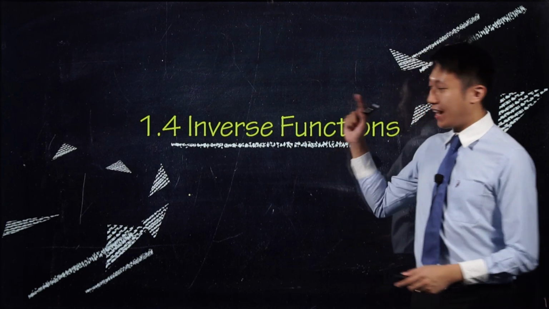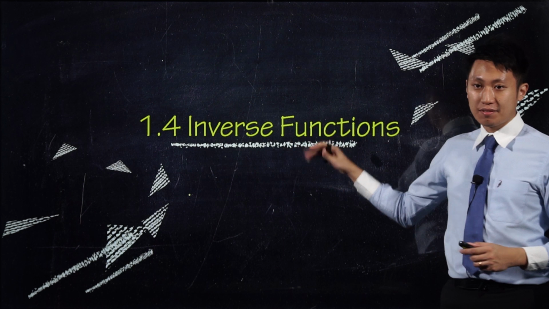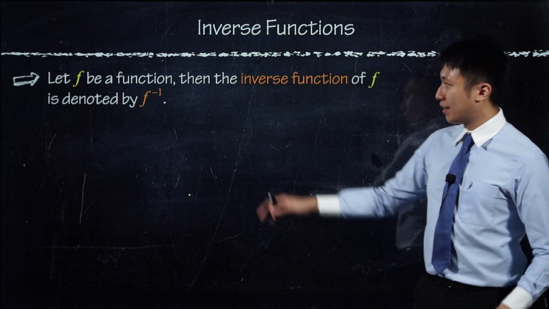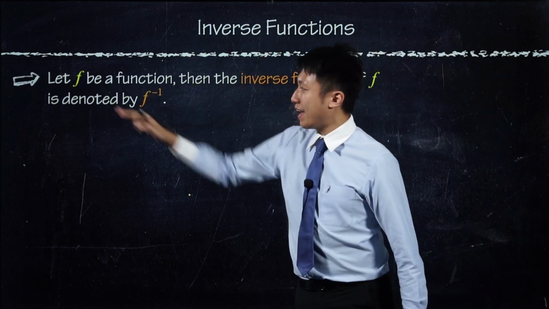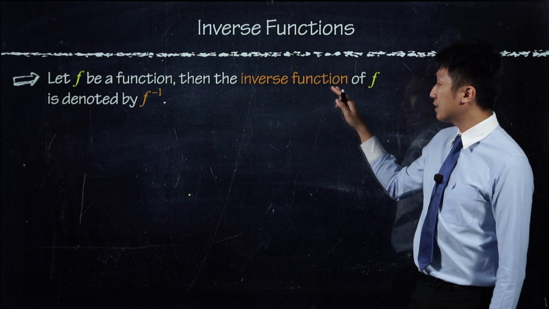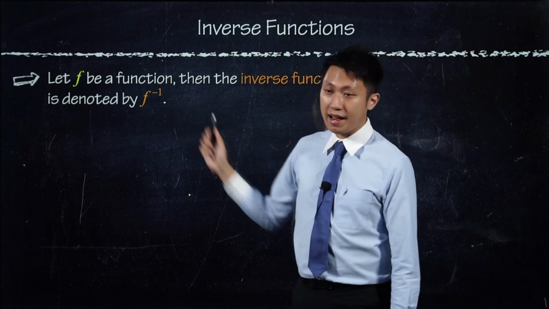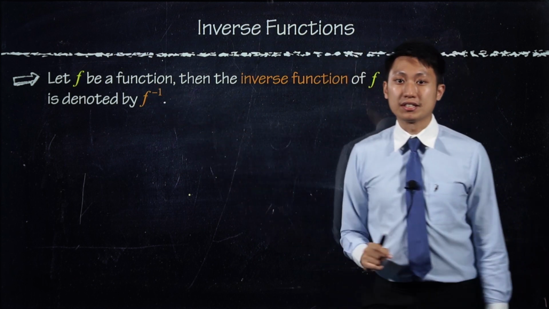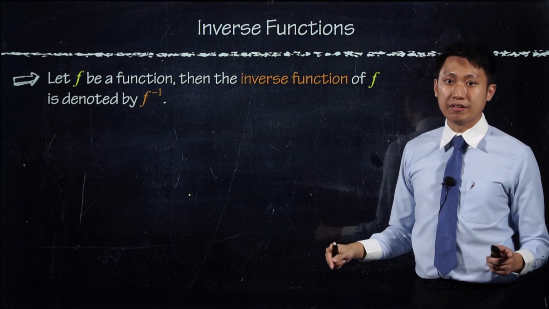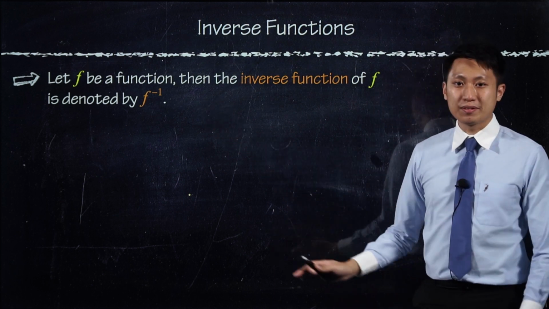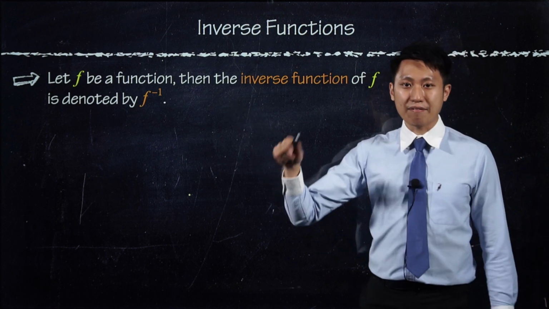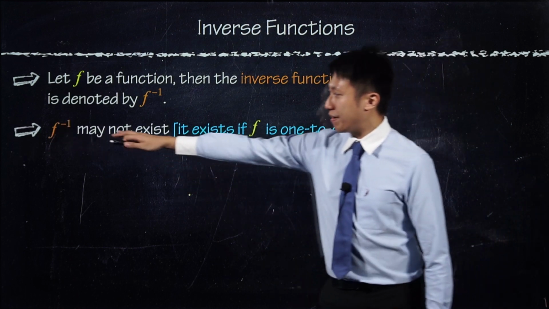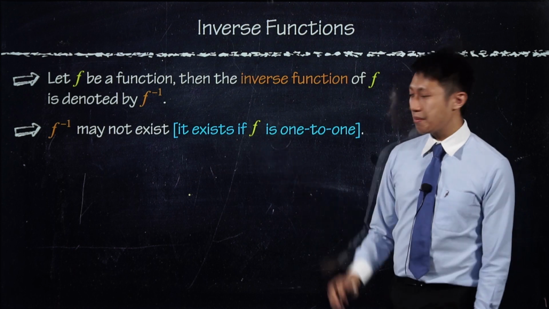It's time for the last section of this chapter, inverse functions. So what is an inverse function? Let f be a function, then the inverse function of f is denoted by f inverse. That's not a power. That one means inverse, so that's reserved notation for inverse. Just remember that. In your SPM there is nothing like f to the power of -1. F inverse sometimes exists, sometimes it does not.